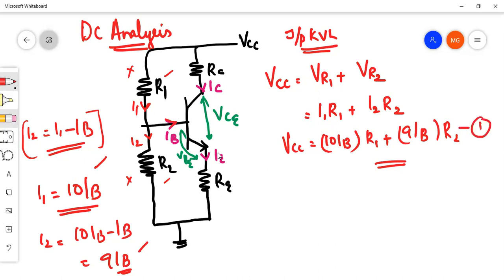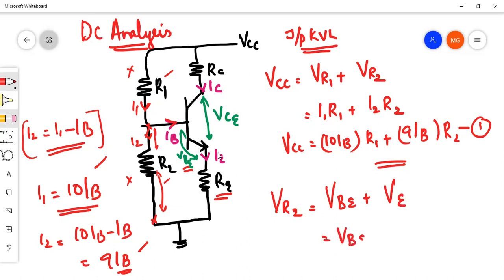Then I can write one more equation. What is the equation of VR2? It is the voltage across this resistance. I can write VR2 as the sum of two voltages, the base-emitter voltage and the voltage drop across RE. So VR2 will be equal to VBE plus VE. VBE is 0.7; let it be VBE itself. What is the voltage across RE? That is IE into RE. So I got one more equation, VR2.